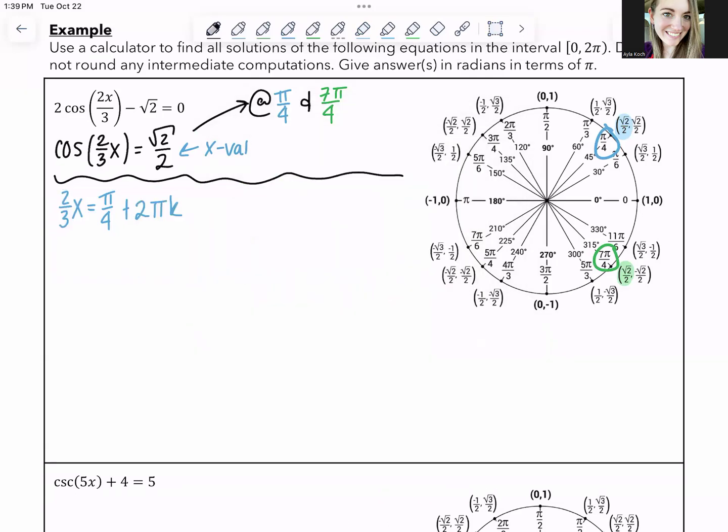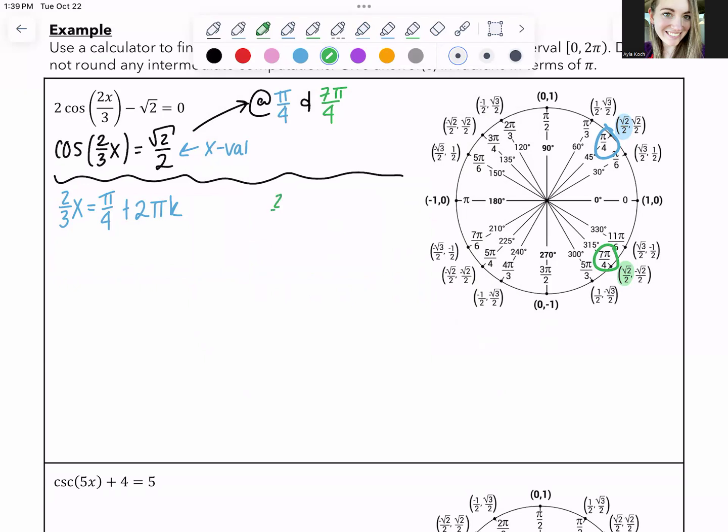Okay. And our other equation will be 2/3 x equals 7 pi over 4 plus 2 pi k. All right, to simplify this, to solve for x, I'm multiplying both sides by the reciprocal of that fraction in front of x. So I'm going to be multiplying this guy by 3/2, and I'm going to be multiplying this guy by 3/2. Everything multiplied by 3/2.